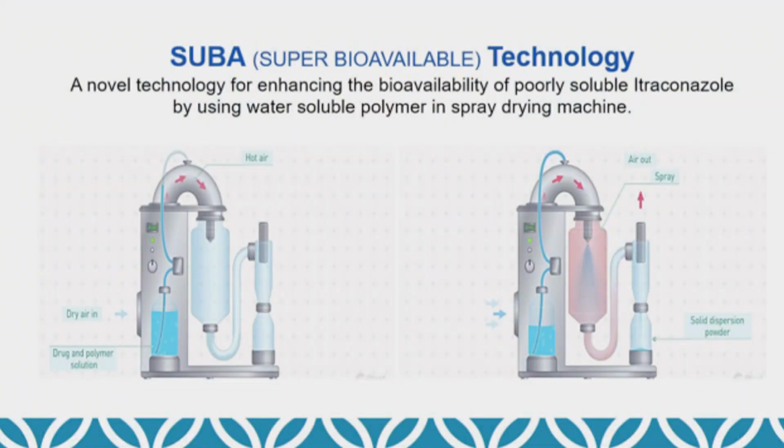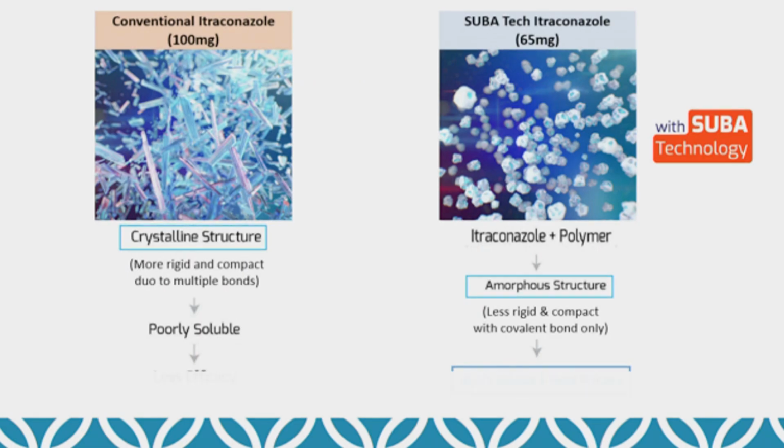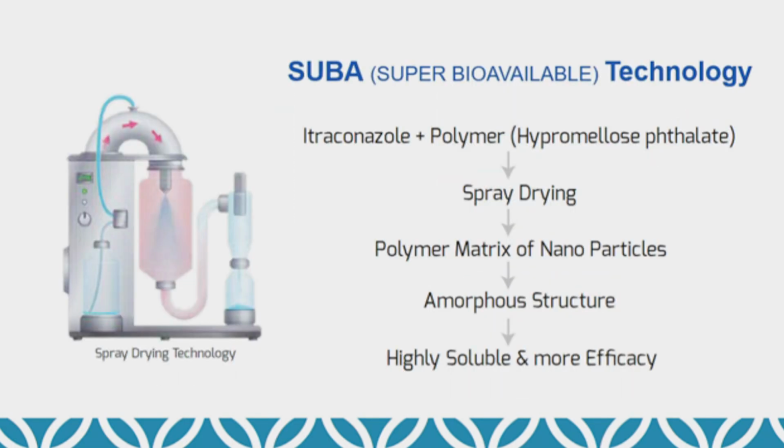Now we have to keep other considerations in our mind. The technology and spray dryer, as you can see, dry air and the drug and polymer solution, I have explained it already, and that will come as a fine spray because you are forcibly pushing it through the atomizer. Atomization will turn the drug into droplet forms, and in the next slide, as you can see, the drug will be itraconazole plus polymer.